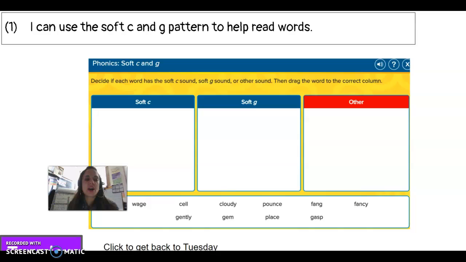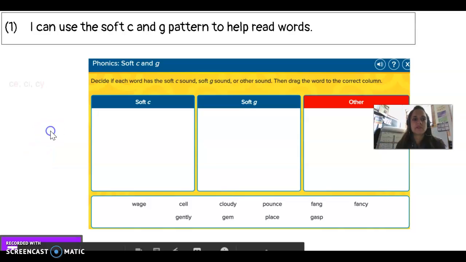I can use the soft C and soft G pattern to help read words. When I say soft C, the C is going to make that S sound. When I say soft G, the G is going to make the J sound, kind of like a J, as in giraffe.